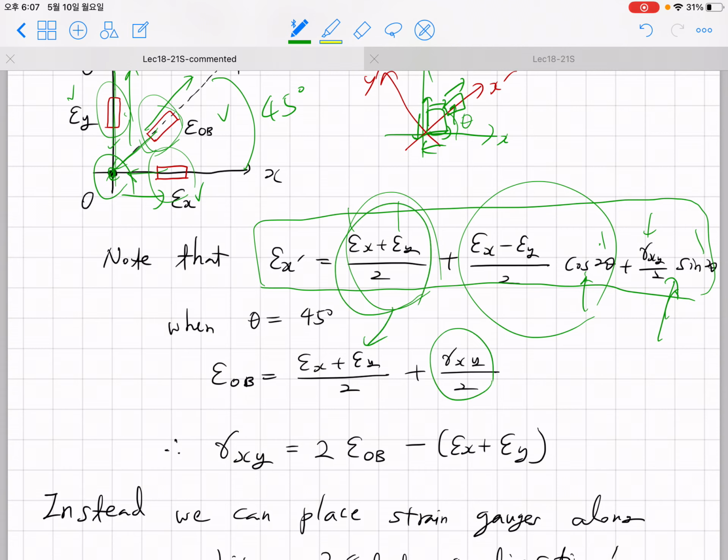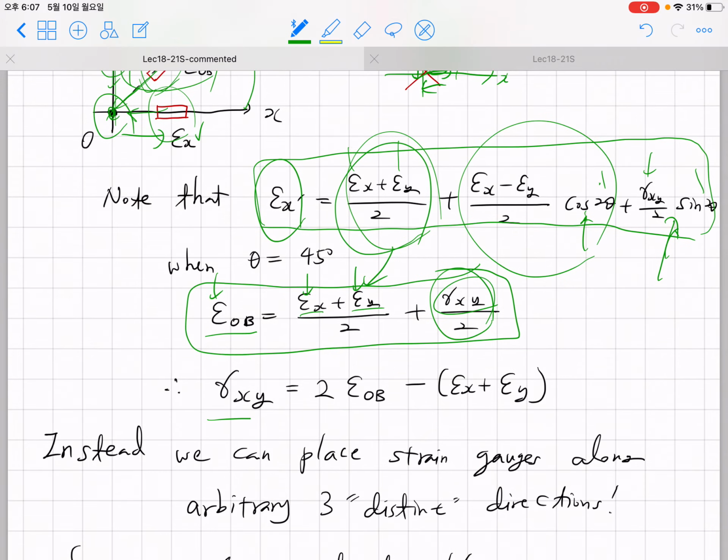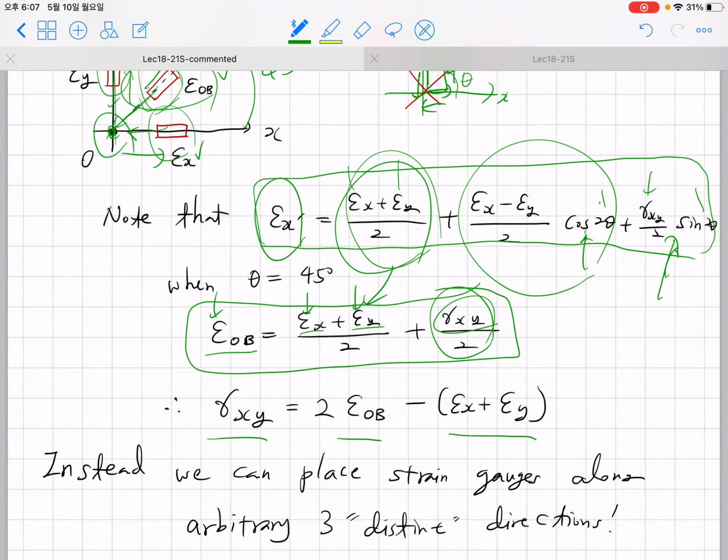You have the first term as it is, and this epsilon x prime is the same as epsilon OB in our figure on the left. What you found is the relationship between epsilon OB, which is the normal strain, epsilon x, which is the horizontal normal strain, epsilon y, which is the vertical normal strain, and the unknown gamma xy. This is unknown. However, we already have the information for the 3 normal strains. We can represent gamma xy in terms of epsilon OB, epsilon x, and epsilon y. This is how you measure the shear strain out of 3 normal strain measurements.